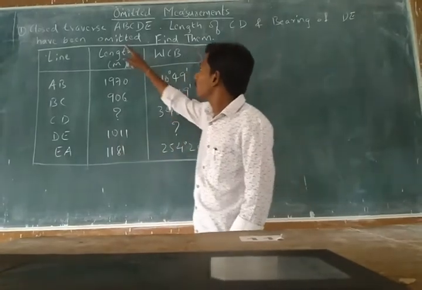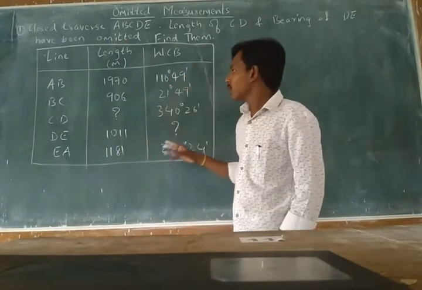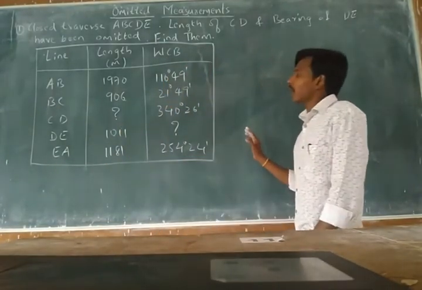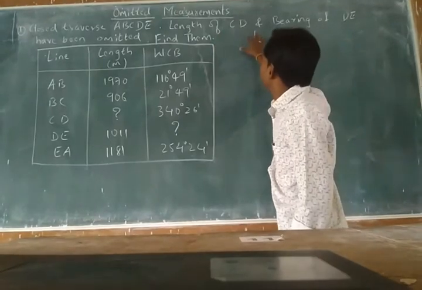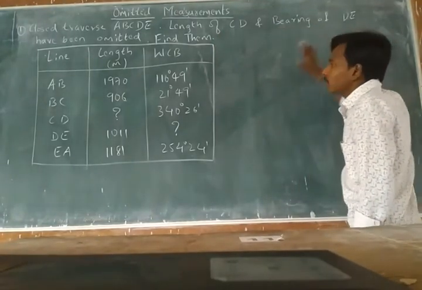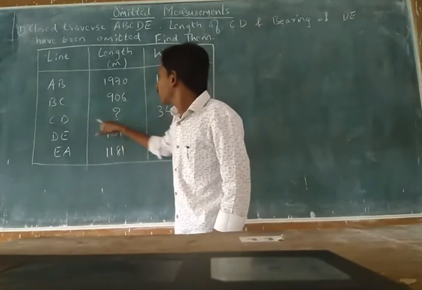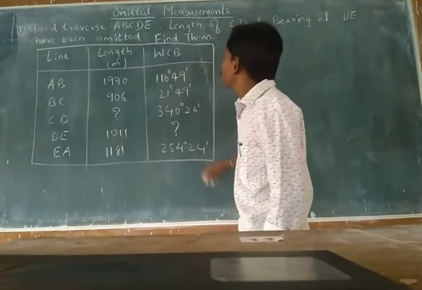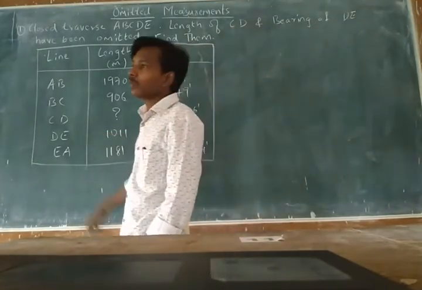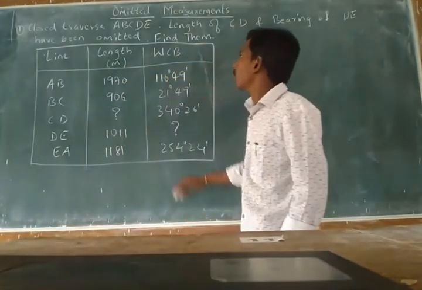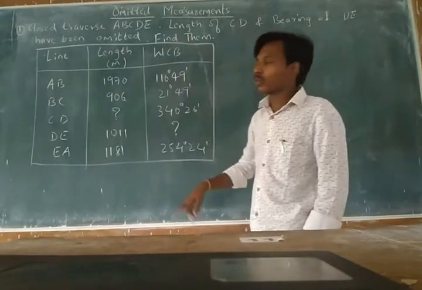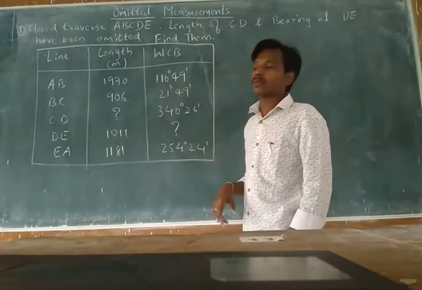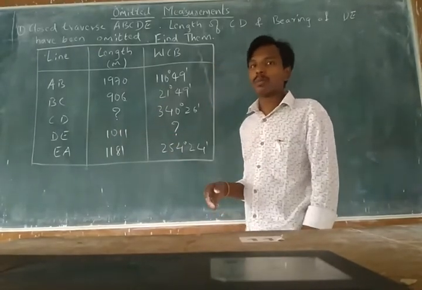Here you can see the question, closed traverse ABCDE. So this is a closed traverse, and they said length of CD and bearing of DE. Here you can see length of CD is not given and the bearing of DE is not given. So not given means it has been omitted. Now we have to find, so we have to determine the length of CD and bearing of DE. So let's start the problem.